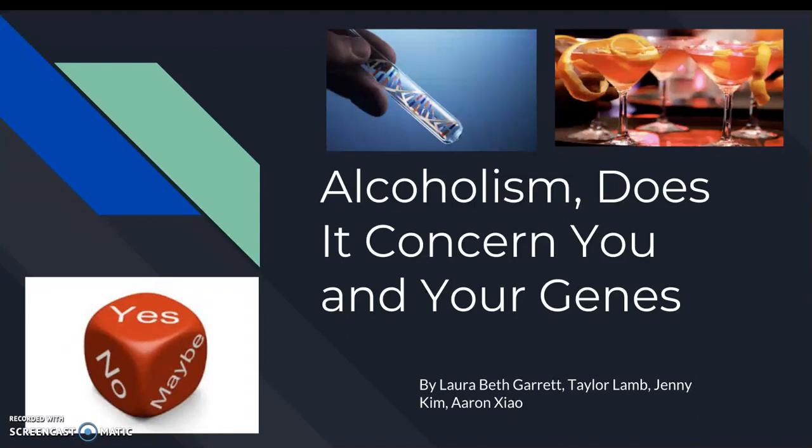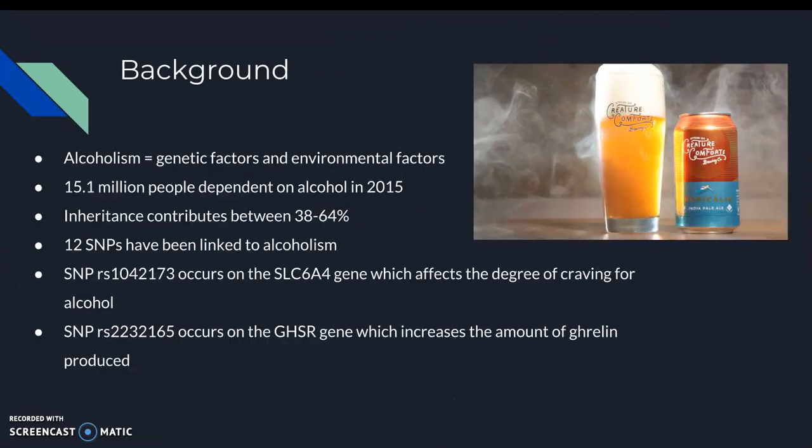Alcoholism. Does it concern you and your genes? Alcoholism, or physical dependence on alcohol, is a disease that involves both genetic factors and environmental factors. According to the National Institute of Alcohol Abuse and Alcoholism, 15.1 million adults had an alcohol dependence in 2015. The percentage of inheritance ranges between 38% and 64%. There are about 12 SNPs that have been associated with the development of alcoholism.